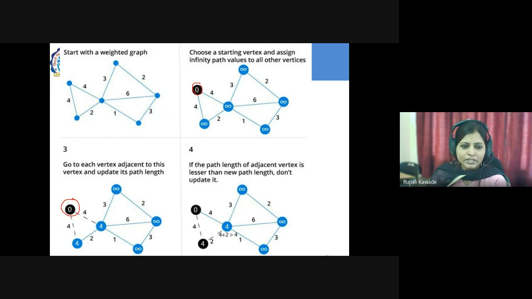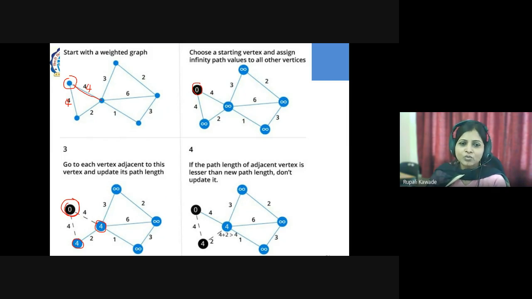So from this 0th node, you can check here in this original picture, this distance is 4 and this distance is also 4. So for this node your path length is updated to 4 and for this one also your path length is updated to 4, because their distances from the 0th node are 4.